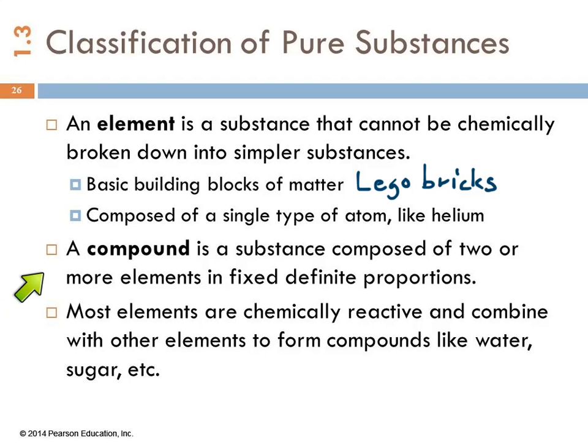But a compound has 2 or more elements in a fixed proportion. So like water, there's always 2 hydrogens for every 1 oxygen. The proportion is always the same. That's what makes it a compound as opposed to a mixture, because you can mix hydrogen and oxygen together as a mixture, but it's not a compound because you could have more or less hydrogen.